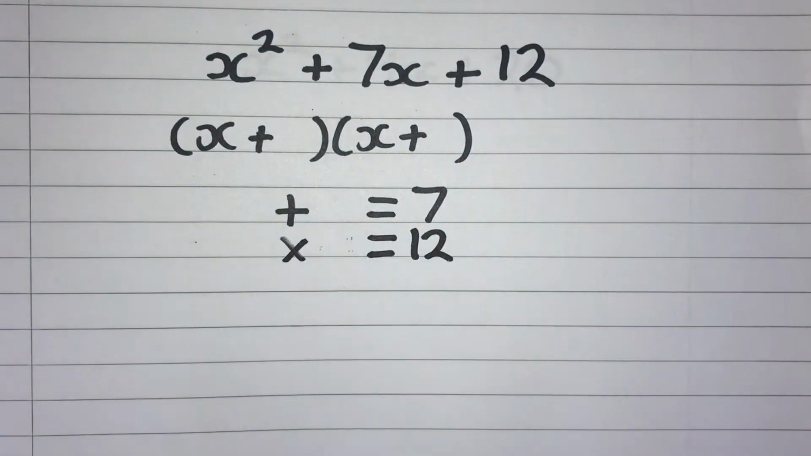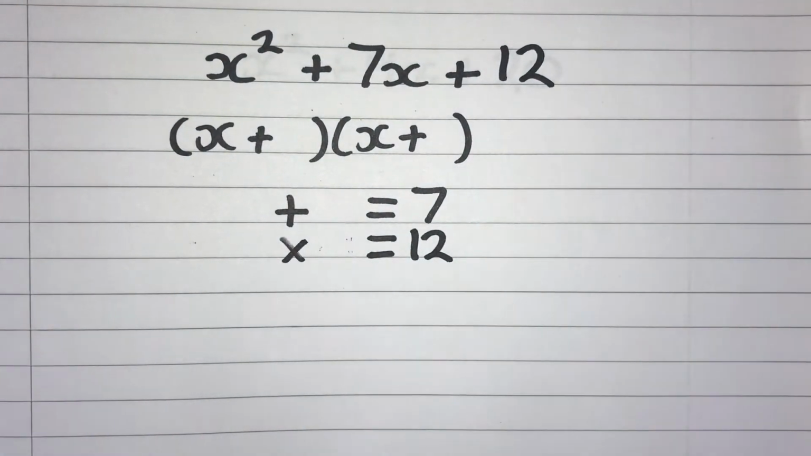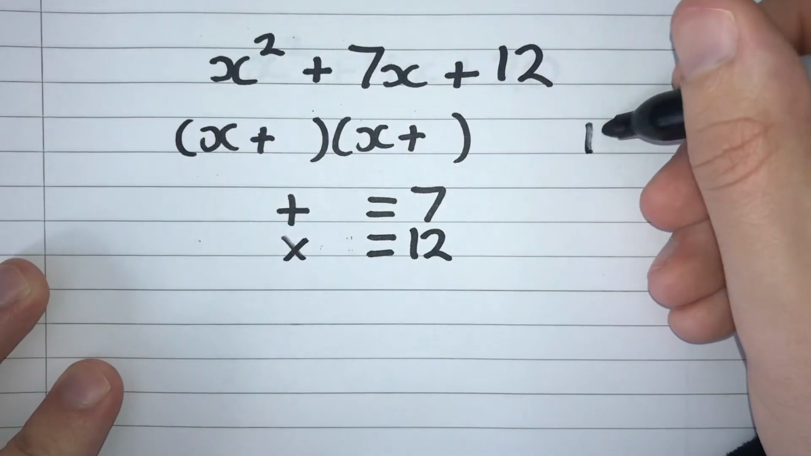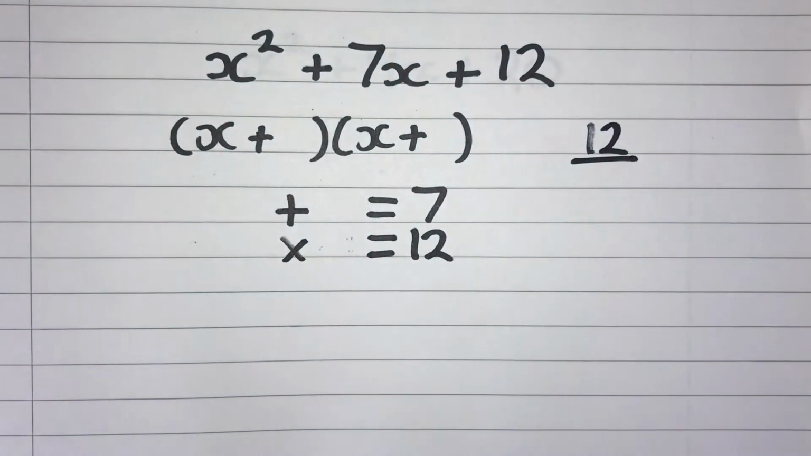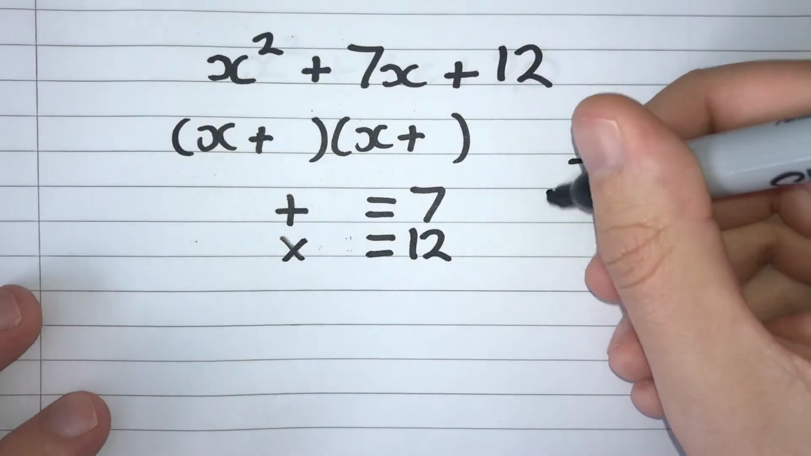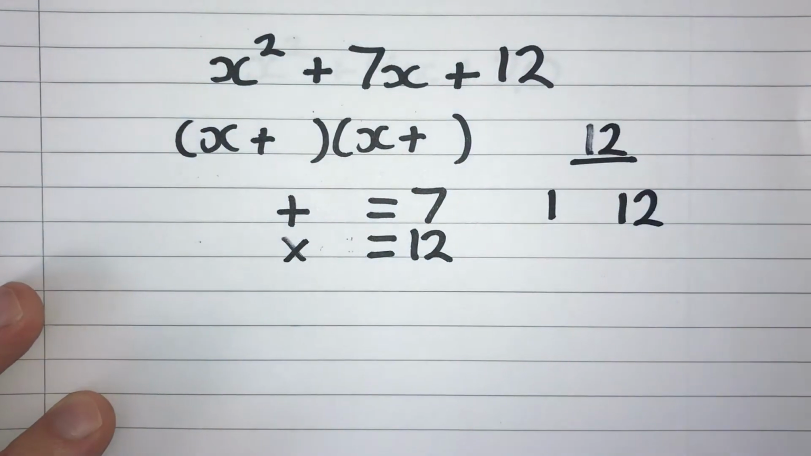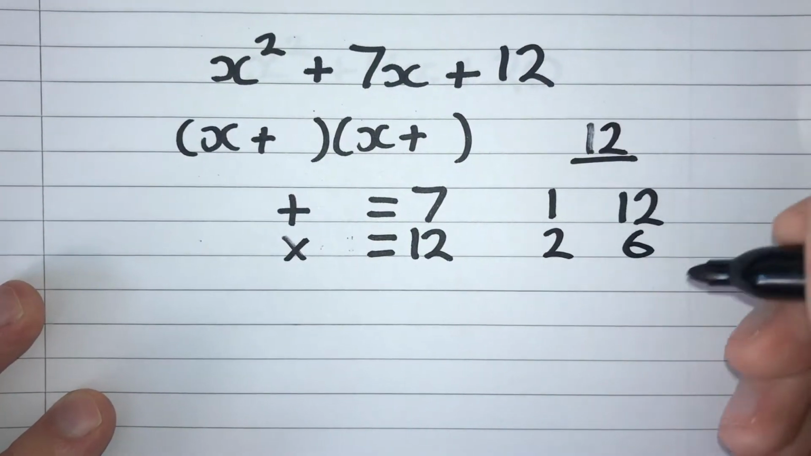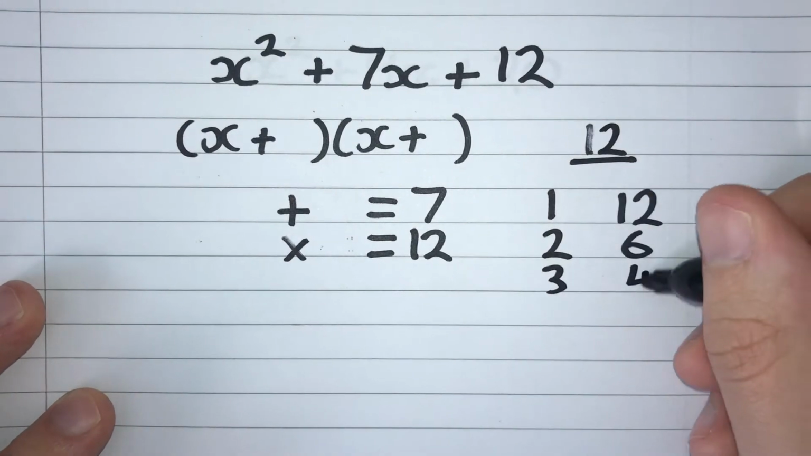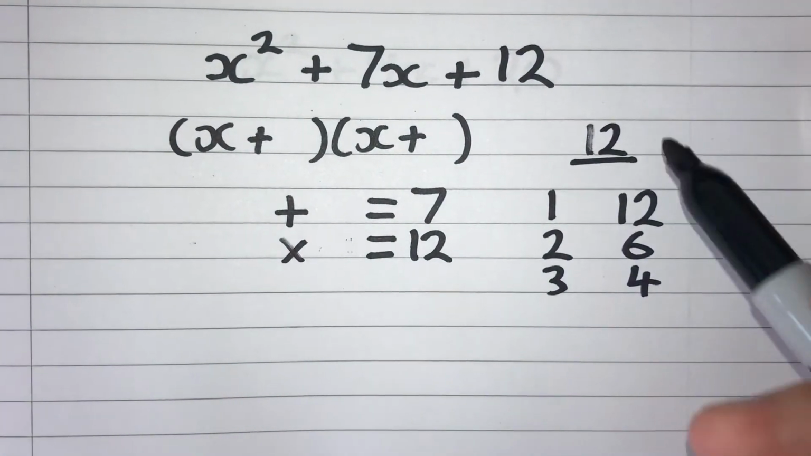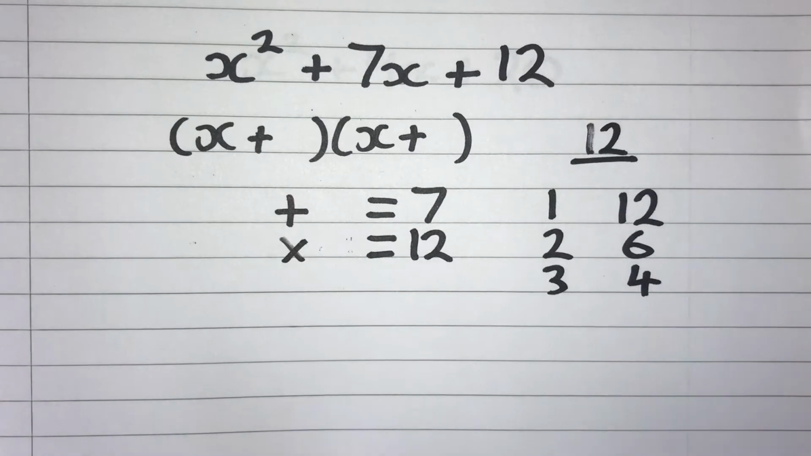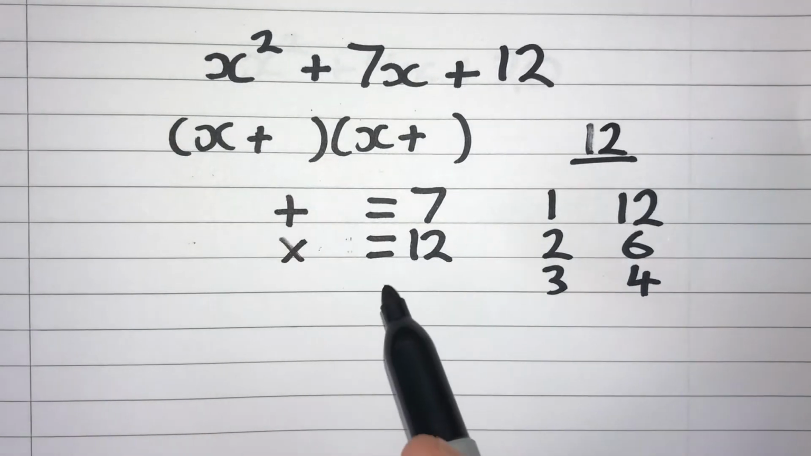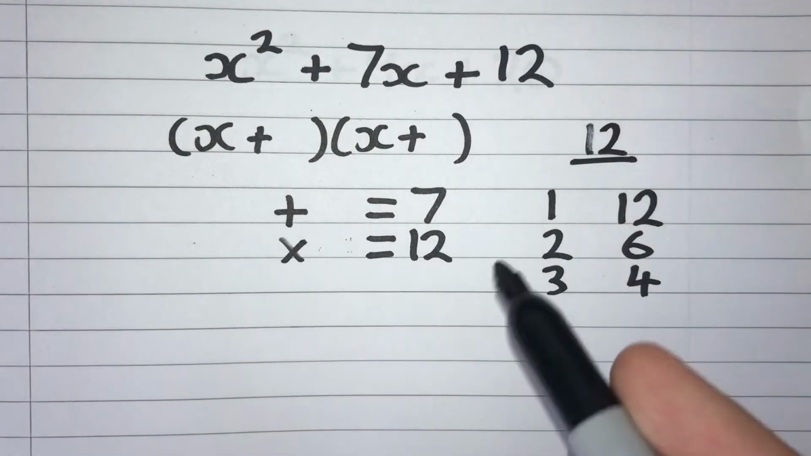So let's think of numbers that we can multiply together to make 12. Well, those are going to be our factors of 12. And we'll write these out in pairs so that we don't miss any. So we could have 1 and 12. We could have 2 and 6. And we could have 3 and 4. All of those pairs would multiply together to give us 12. So we need to pick the pair that multiplies together to make 12, but also adds together to make 7.